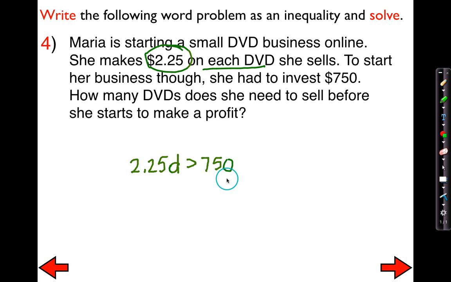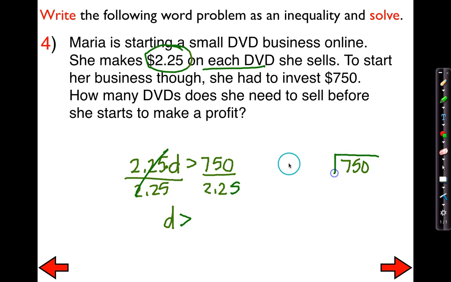So now what we're going to do is solve. We're going to undo this multiplication here by dividing to get rid of this coefficient. And here we're going to be left with D is greater than. Notice again the inequality did not flip because we did not divide by a negative number. So 750 divided by $2.25. We're going to move the decimal 2 places. Decimal here belongs at the end, so 2 places there.